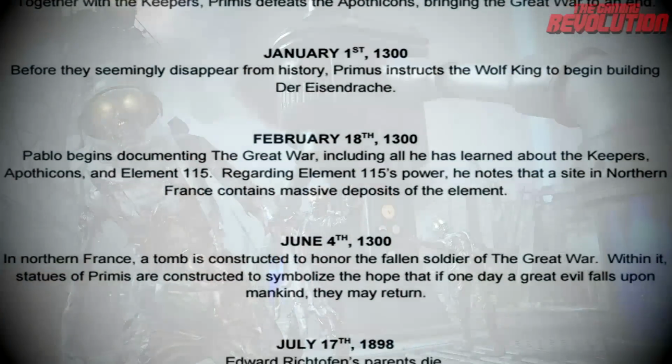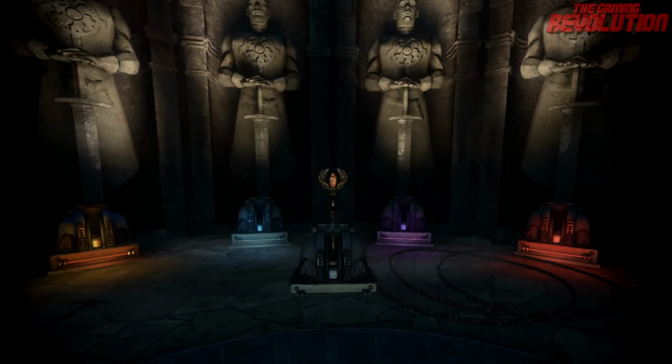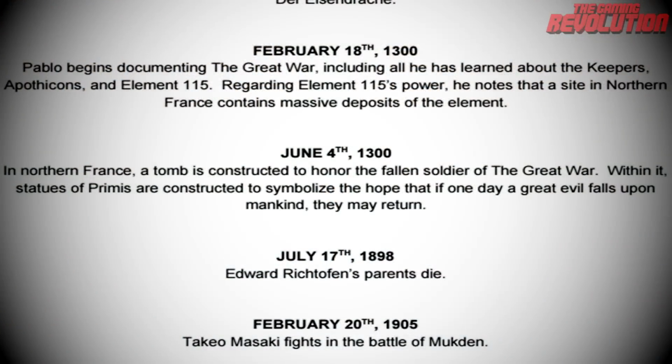On June the 4th, 1300, in northern France, a tomb is constructed to honor the fallen soldiers of the Great War. Within it, the statues of Primus are constructed to symbolize the hope that if one day a great evil falls upon mankind, they may return.